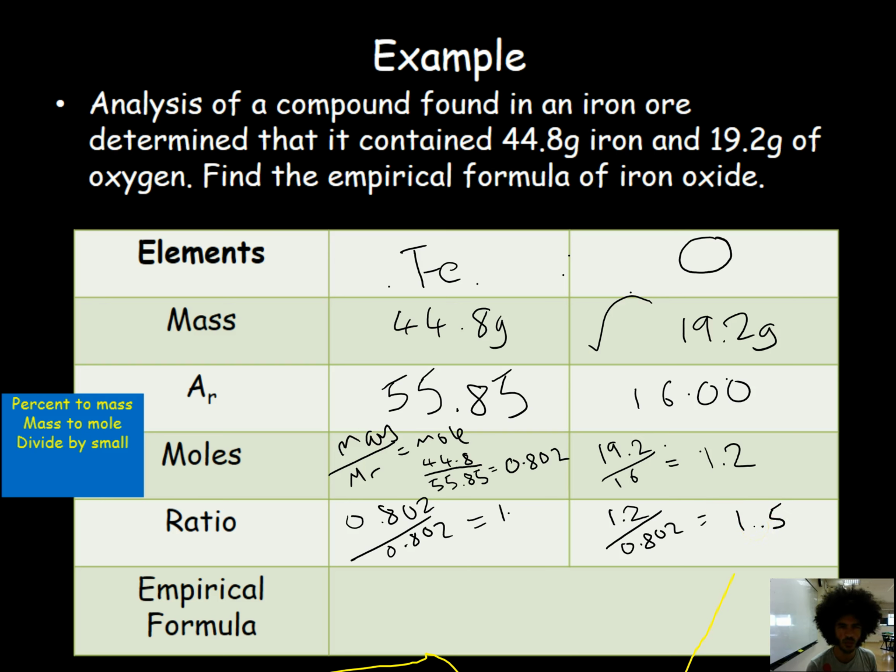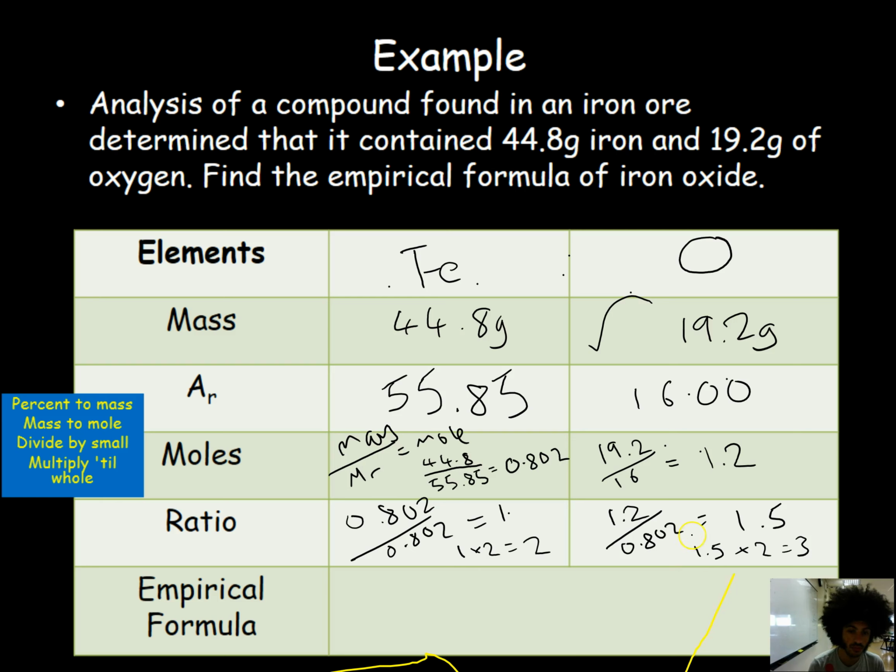Now you might find it to be like 1.49 or 1.51. That's okay, as long as it approximates really closely to something like 1.5. The problem here is that I've got non-integers now. I've got 1 and I've got 1.5. So the final part of my rhyme is multiply till whole. So to multiply till whole, I can multiply both numbers by 2 in order to make that work. So 1 times 2 equals 2, and then 1.5 multiplied by 2 equals 3.